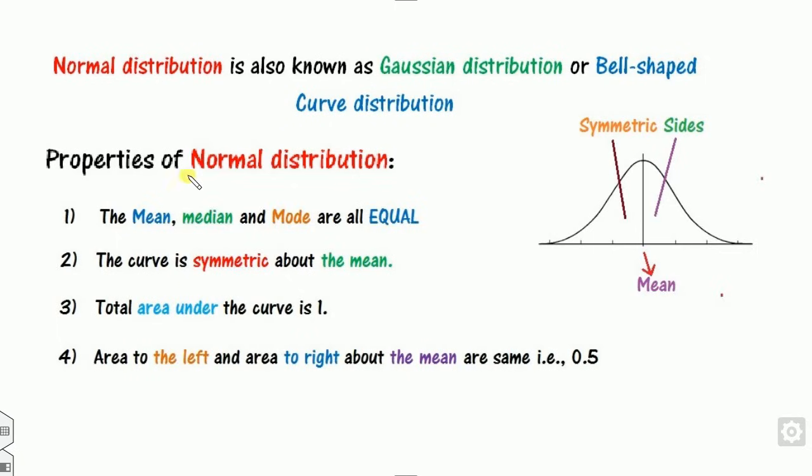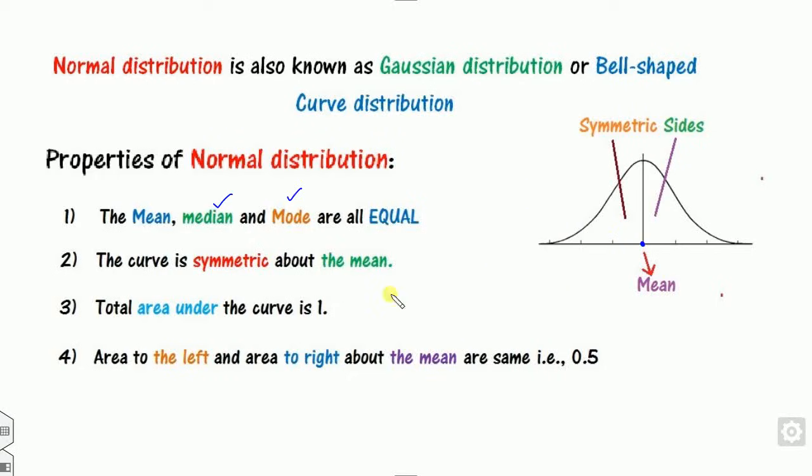So what are the properties? The center one is called the mean, median and the mode, all are equal in the normal distribution. If you remember the other distributions, Bernoulli, binomial, in all those cases mean, median, mode are not equal, but in case of the normal distribution they are equal. The curve is symmetric about the mean, the center line. It means whatever the area on the left hand side is the same as that on the right hand side.